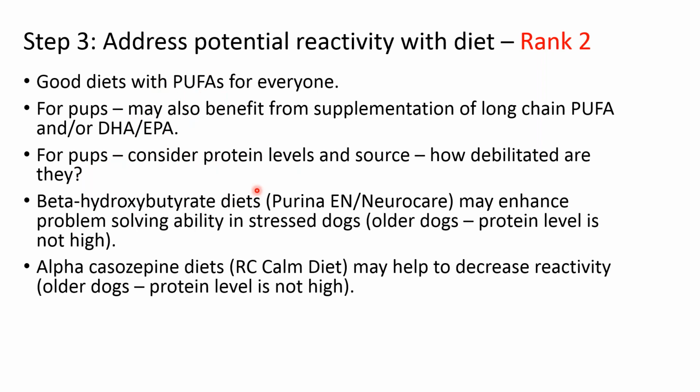Beta hydroxybutyrate diets like Purina EN or NeuroCare may enhance problem solving ability in some stressed dogs because they help sequester glutamate, the excitatory amino acid that's responsible for so much of the anxiety. These dogs have to be a little older. The protein level in these diets is not high enough for puppies, but they can be supplemented. Alpha-casozepine diets like Royal Canin Calm diet can help decrease reactivity in some mildly reactive dogs. Again, the protein level isn't that high, so these are older dog fixes. But these come second. These are rank two.